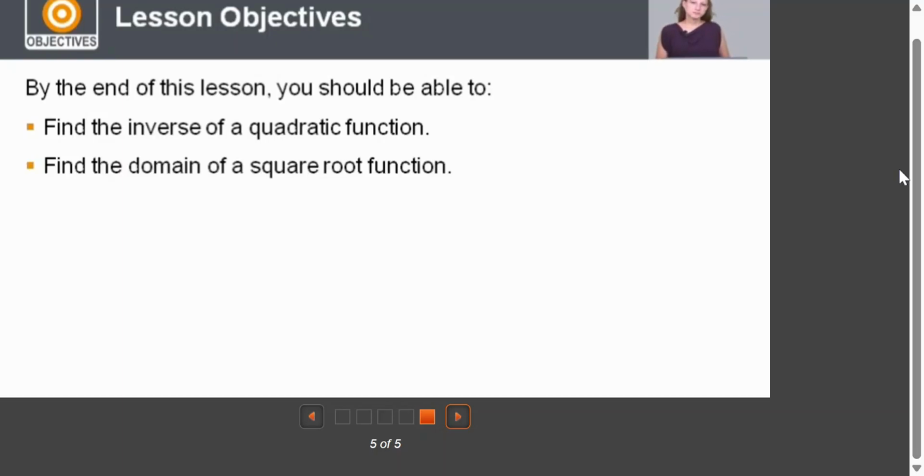What you should also be able to do by the end of this lesson is find the domain of a square root function.